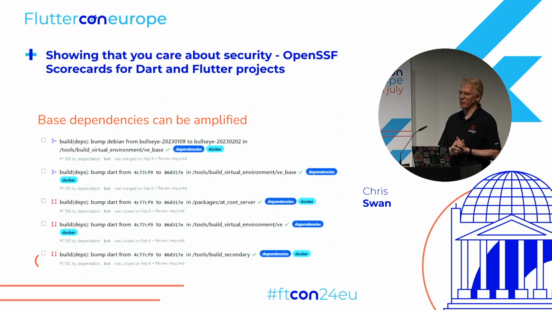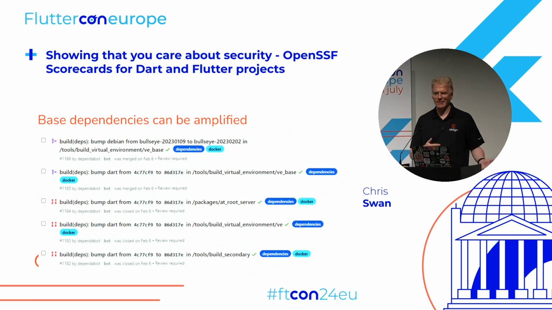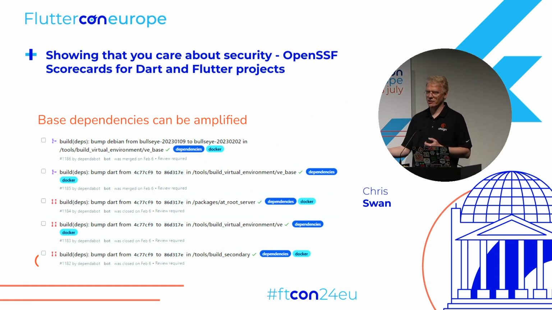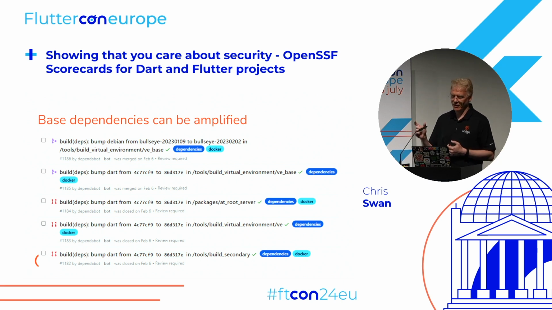The other thing to watch out for is base dependencies can be amplified. So let's say you're using the Dart Docker image in order to run some Docker-based services. That's based upon Debian, and so every time Debian gets bumped, so does Dart. And so what you'll see here is the Dart tag hasn't changed. So I had a bunch of these this morning. It's still Dart 3.4.4 as a stable release, but the SHA has changed because the image has changed because it's got a different Debian in its belly. And so you end up then with a whole bunch of PRs.